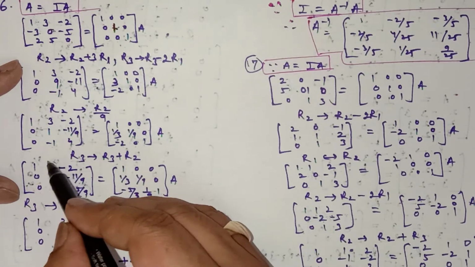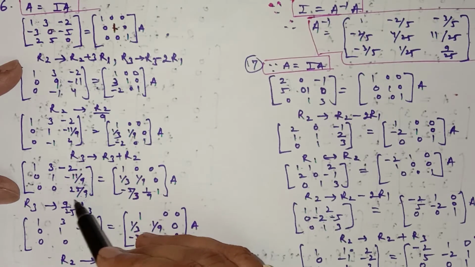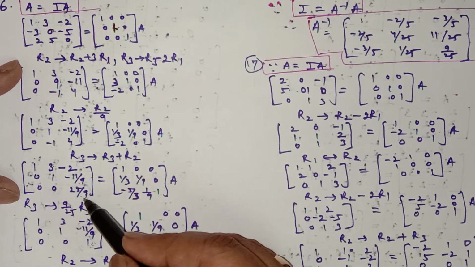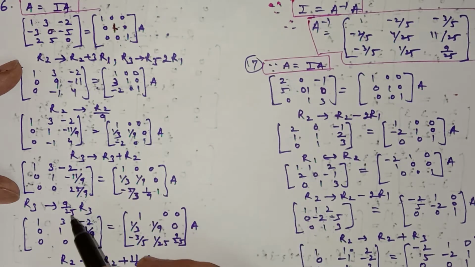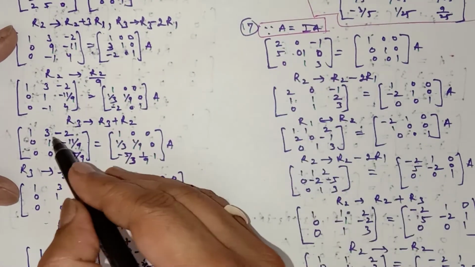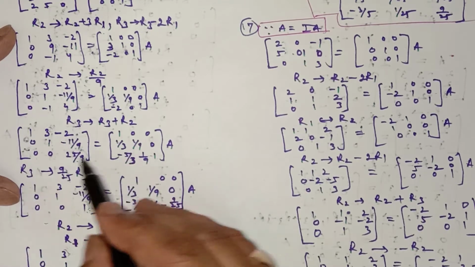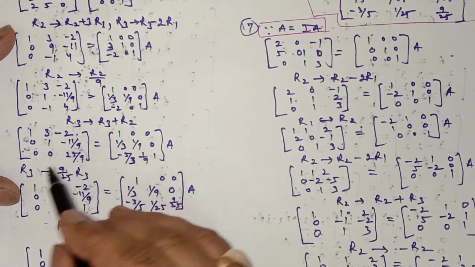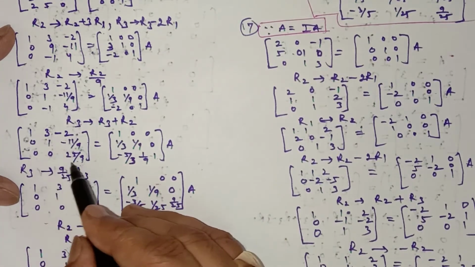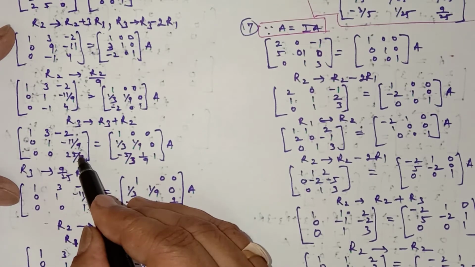Now you have to make this element 1. I will make this element 1 by dividing the third row by 25 upon 9, or you can multiply by 9 upon 25. The method is the same. By chance I made this element 1. I multiplied this third row by 9 upon 25, you will get 1 here. So multiplying the third row with 9 upon 25, or dividing the third row by 25 upon 9, you will get 1 here, because you have to make this element 1.